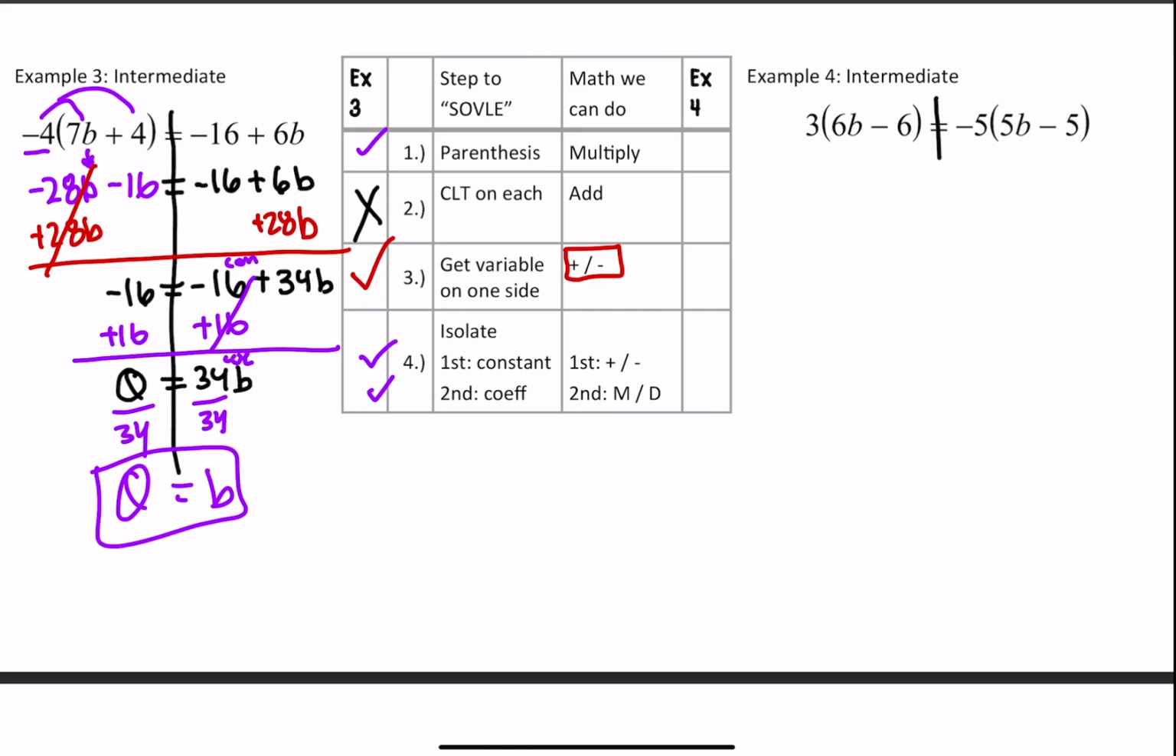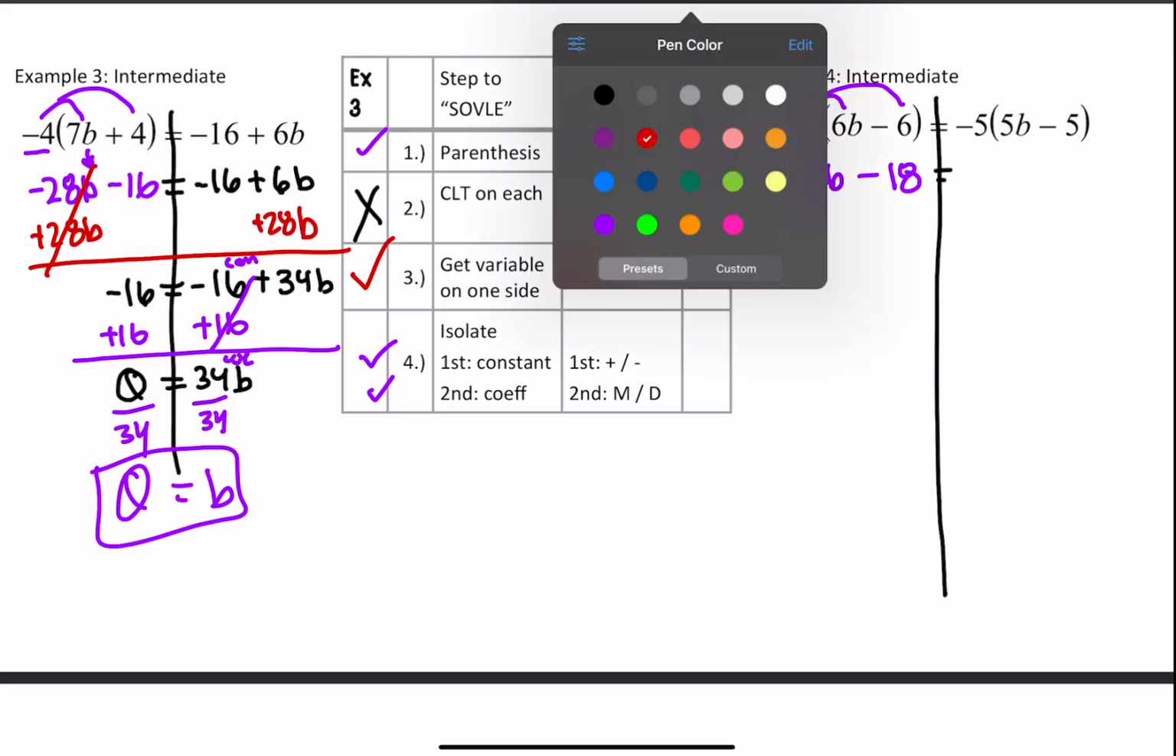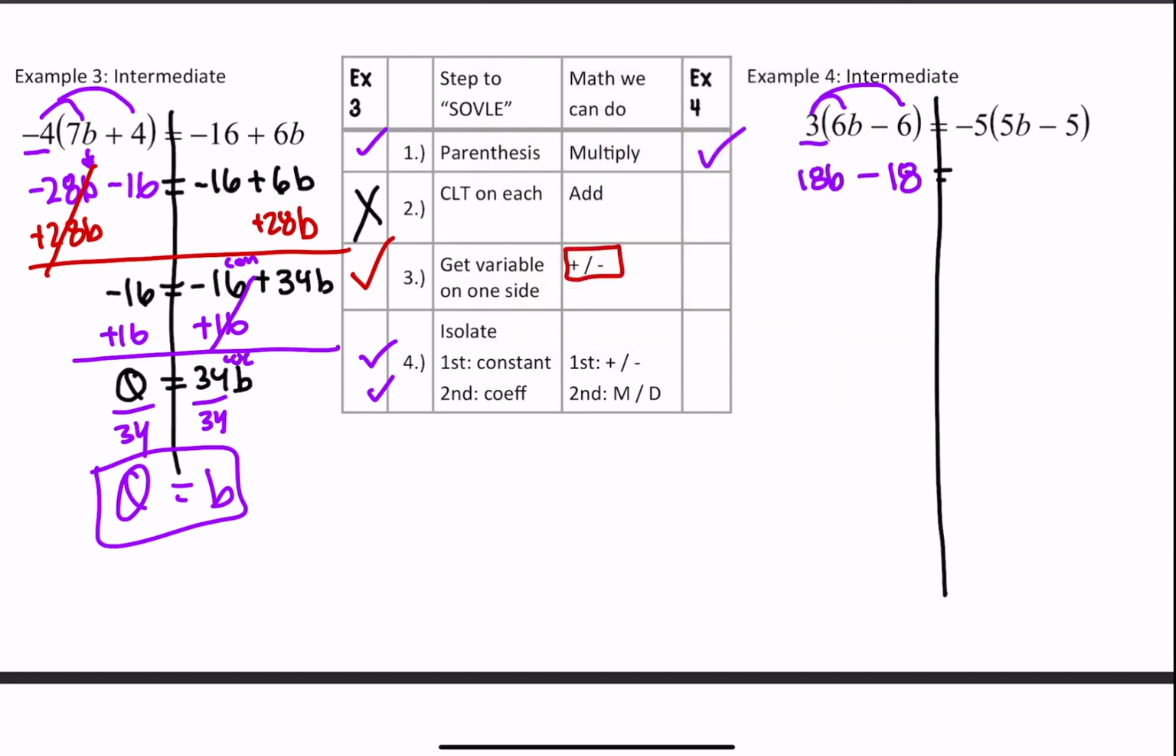All right, looking at the next one here. Do we have parentheses? Yeah, we do. We got 2 sets. Let's work on one at a time. So we do 3 times 6 is 18, and don't forget the b. 3 times negative 6 is a negative 18. Equal sign. The other side also has a parenthesis, so let's deal with that. So take that negative 5 times 5b is a negative 25b. Wow, that green is bright. Negative 5 times a negative 5 is a plus 25. All right, we dealt with our parentheses.